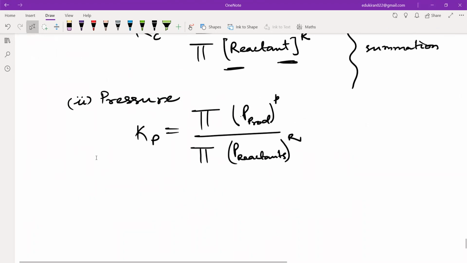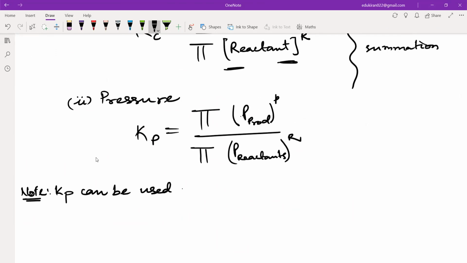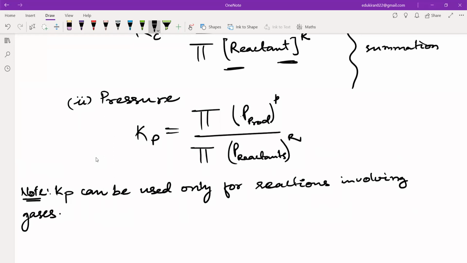So Kp, it is only used, and again, I'm writing a note: Kp can be used only for reactions involving gases, reactions involving gases. And I'm giving you guys some questions.